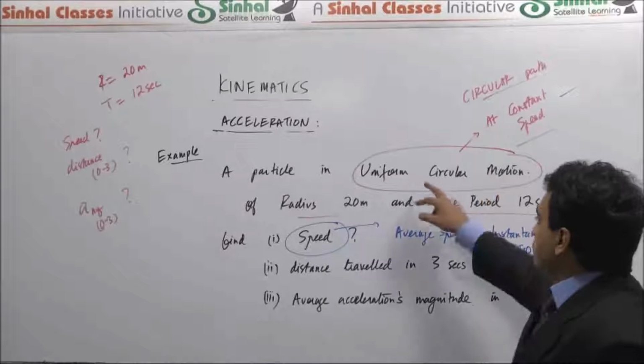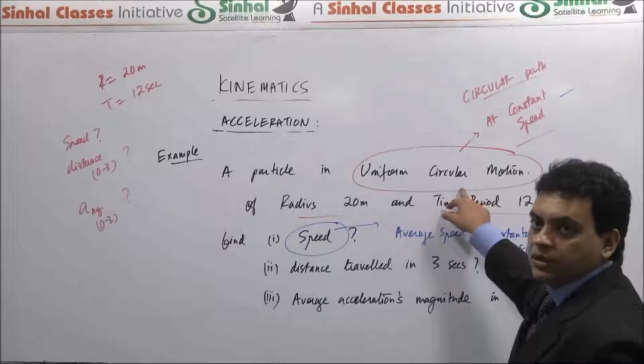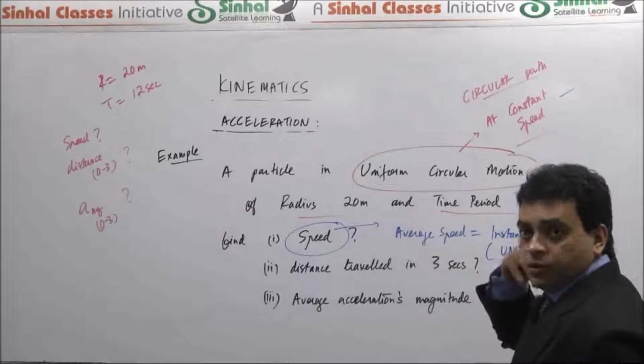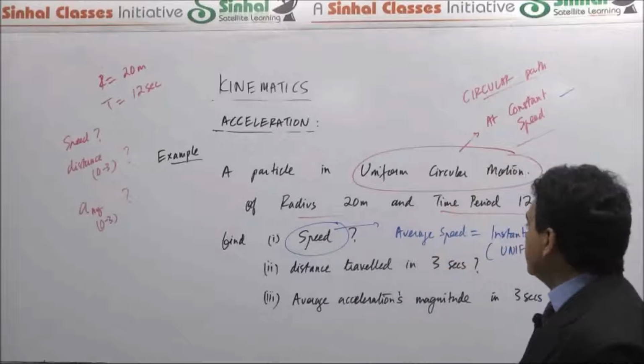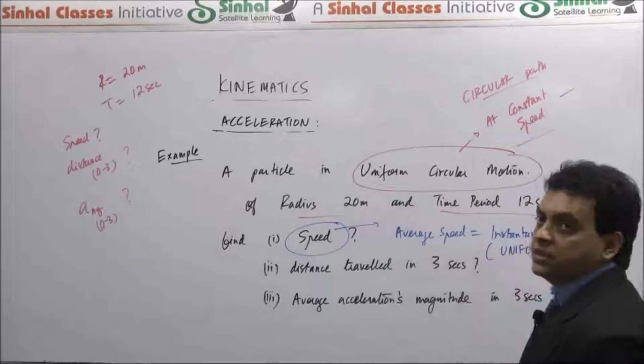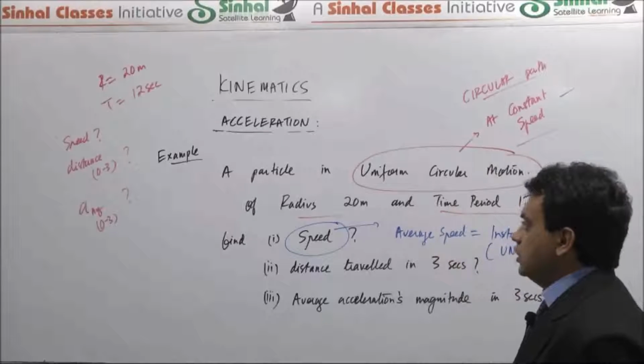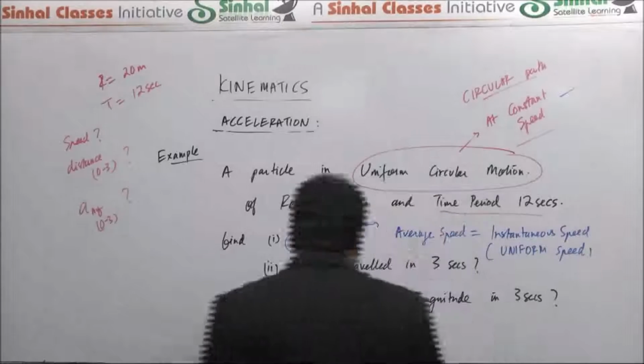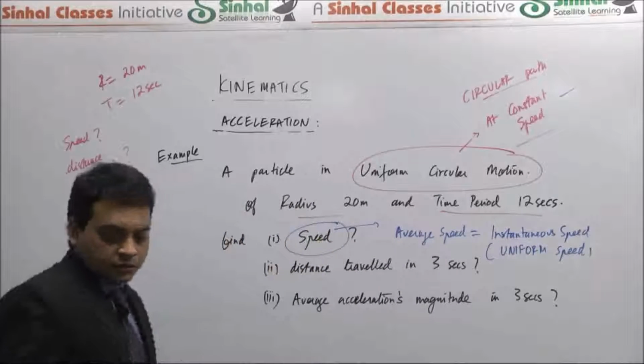That the fact that it's a uniform circular motion means that the speed is uniform. Okay? So the fact that the speed is uniform, or the magnitude of velocity is constant, means average speed is the same thing as instantaneous speed, right? And in context of that, we now calculate these various things. Okay, so let's look at the solution of this next.